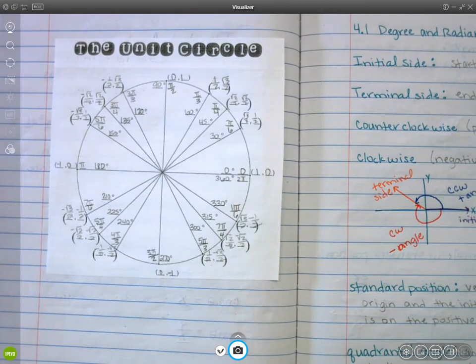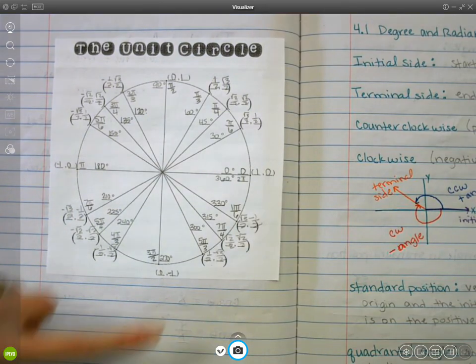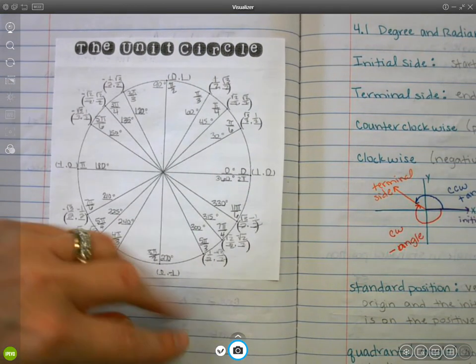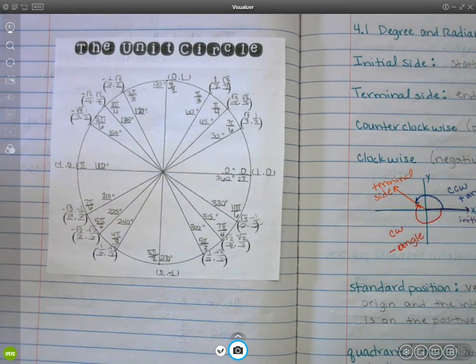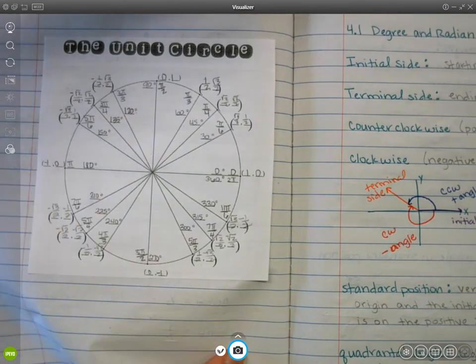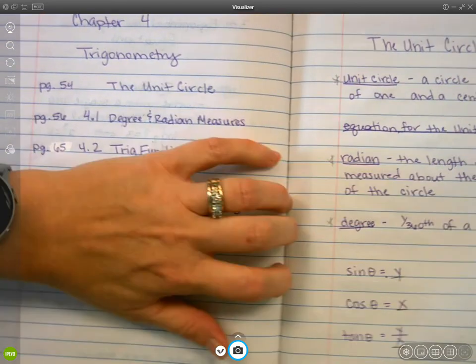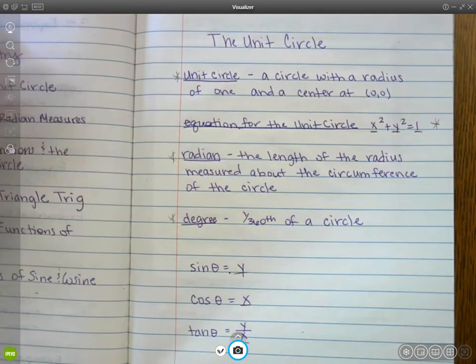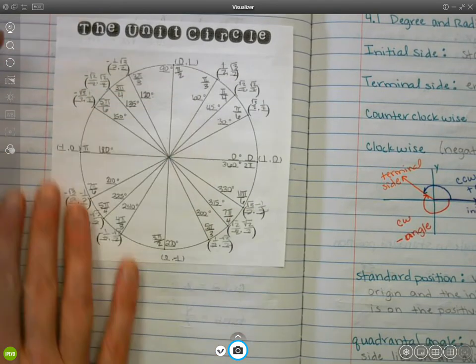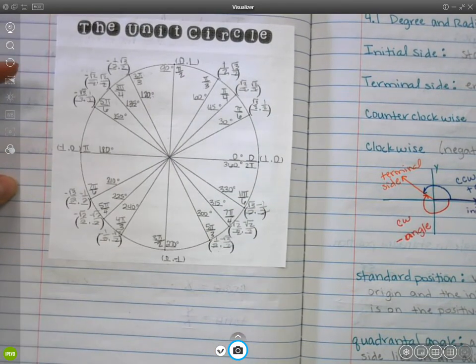Keep going around. All right, again, ordered pairs, the only ones you should know are the quadrantals. The rest of those, leave them blank. We'll fill them in Friday. All right, so when you take the unit circle test, this page right here is important to you. All of this has to be filled in. Sorry, you can't see it. And you'll have a blank unit circle. You've got to fill in all of that.